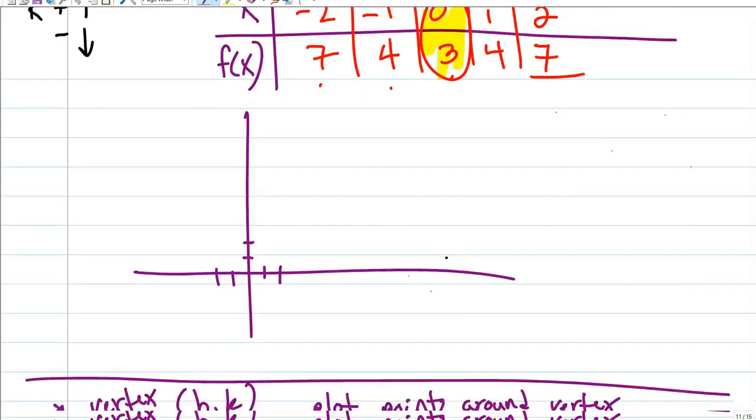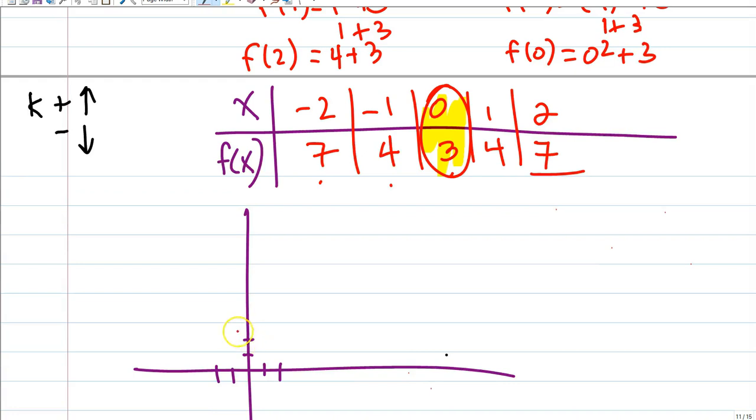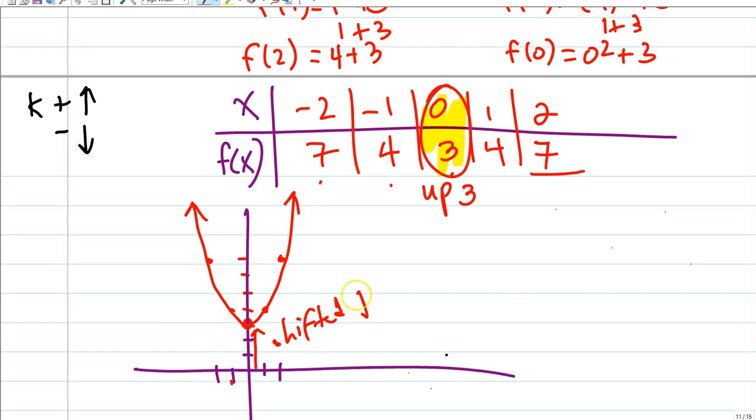So what does this look like visually? Well, 0, 3, 1, 4, 2, 5, 6, 7, -1, 4, -2, 7. What does this graph look like? It looks just like the parent. It has just been shifted up 3. Literally, the vertex was at 0 and it got shifted up 3.